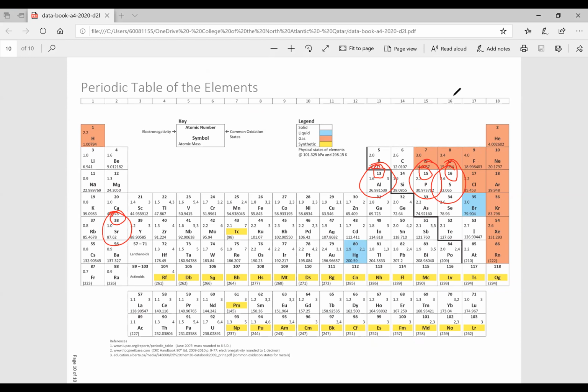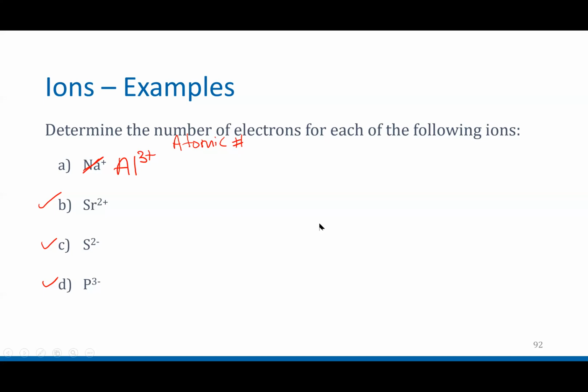So I'm going to go back to my notes, and let's write the atomic numbers down. So aluminum was 13, strontium was 38, sulfur was 16, and phosphorus was 15. All right, so let me do one. I'll give you guys a couple minutes to try the other three, and that's basically it for today. All right, so the ions. I'm trying to figure out the number of protons and electrons for each of the ions. Now, I know the question doesn't mention protons, but it's good to just make a note here.